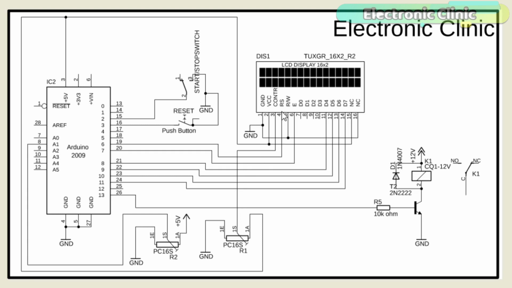The RS pin of the LCD is connected with pin number 6. The enable pin of the LCD is connected with pin number 7 of the Arduino.